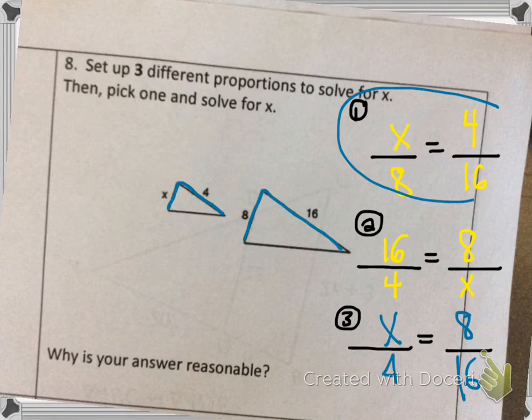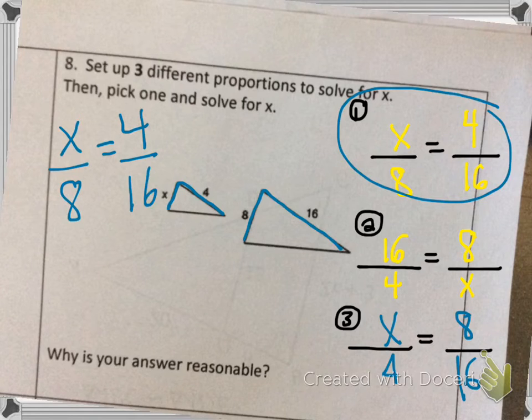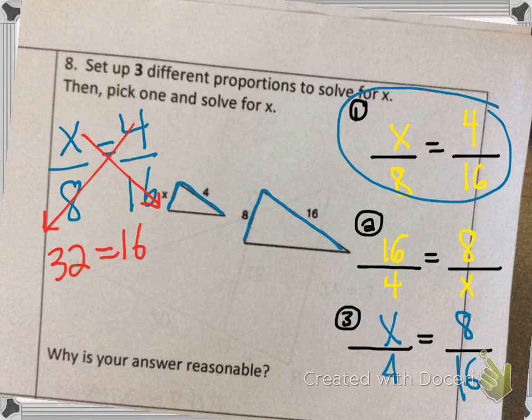Let's choose number 1. So 8 over x is equal to 4 over 16. You could reduce 4/16 if you want to, or just cross multiply. They're pretty small numbers. So 8 and 4 gives me 32, and that's equal to x times 16 is 16x. How do I get x alone? Divide by 16. So x is 2.